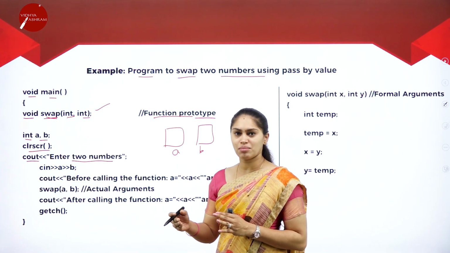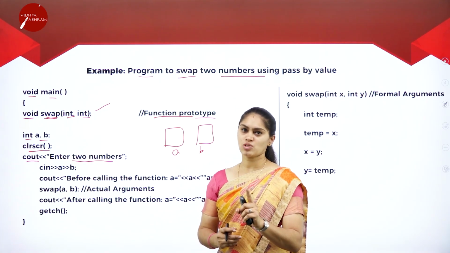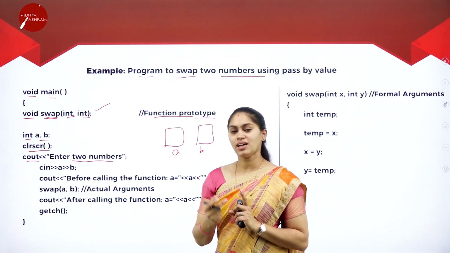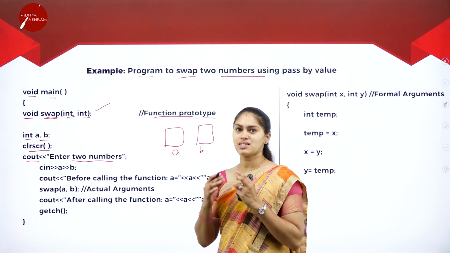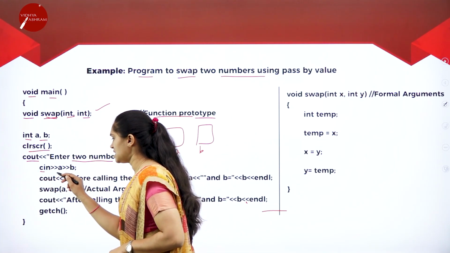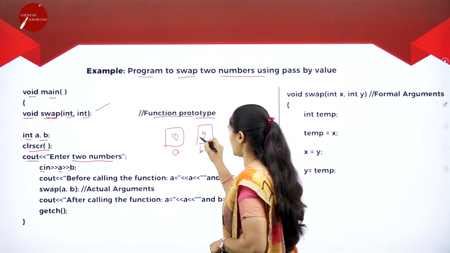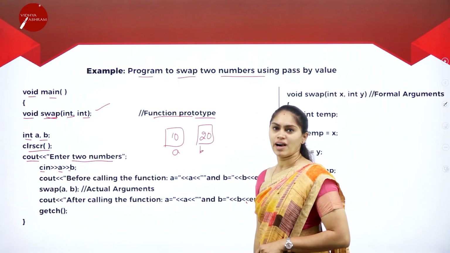So what are the two numbers I am taking? A and B. Whatever value I give for the first value will be assigned to A, and whatever value I give as the second value will be assigned to B. So that is what we are doing in cin, A comma B. Now let me consider 10 as the value of A and 20 as the value of B.